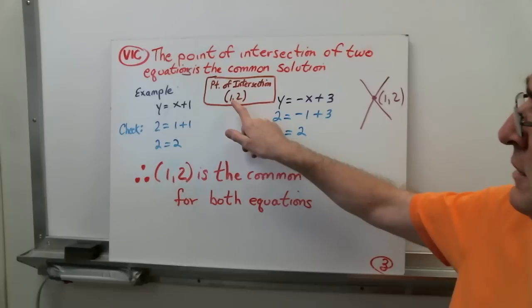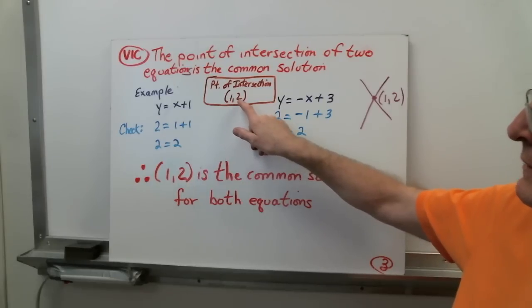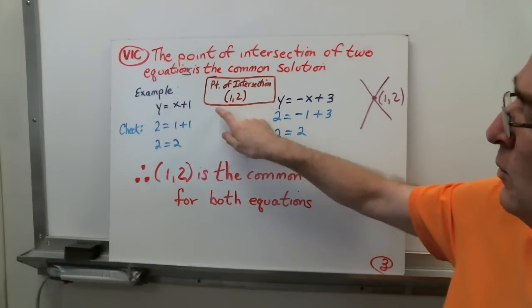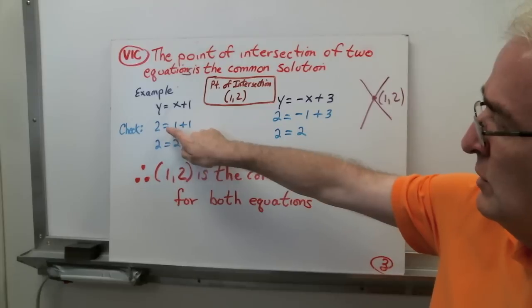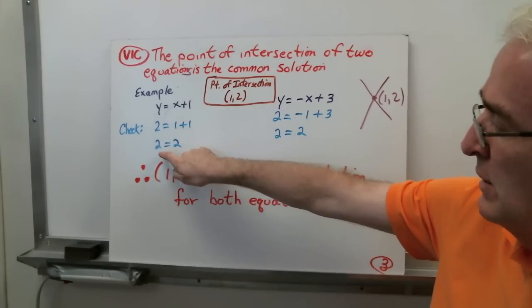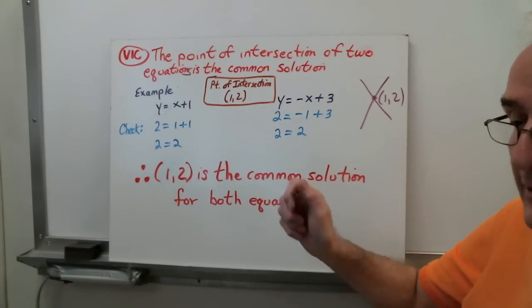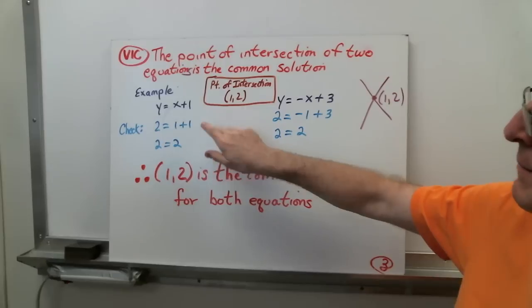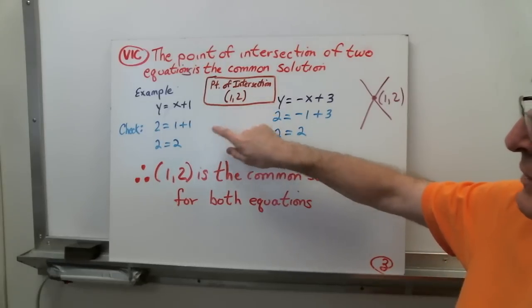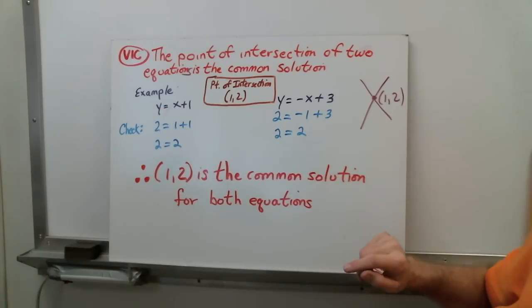Let's see if that's true. We're going to substitute a 2 in for the y and a 1 for the x. So 2 equals 1 plus 1. So 2 equals 2. That checks. So this point at the intersection works for our first equation.